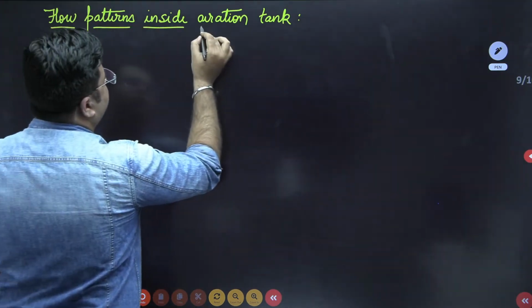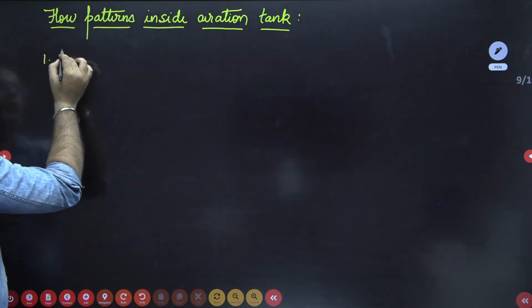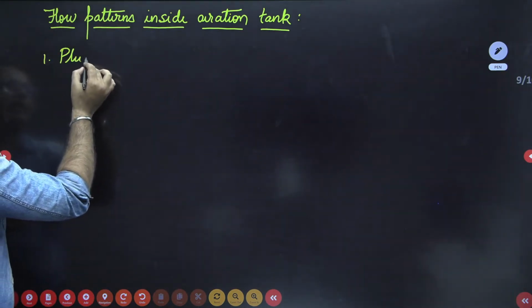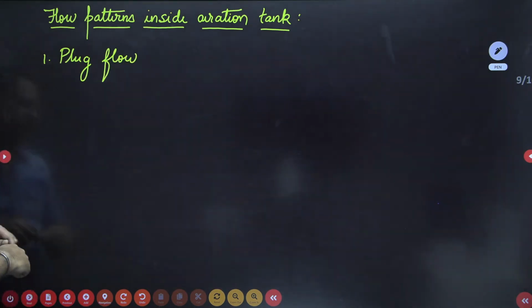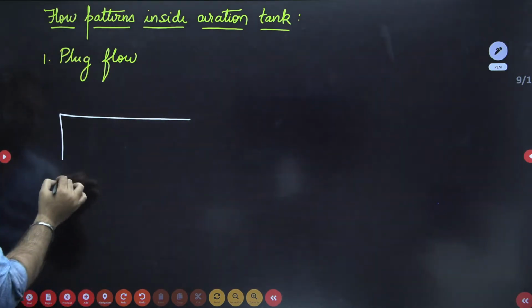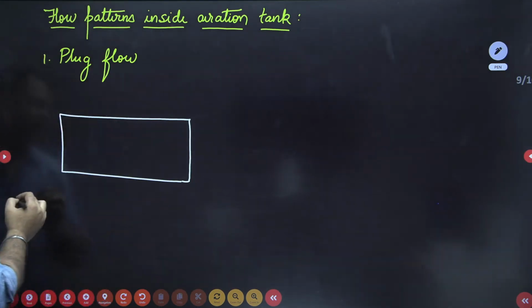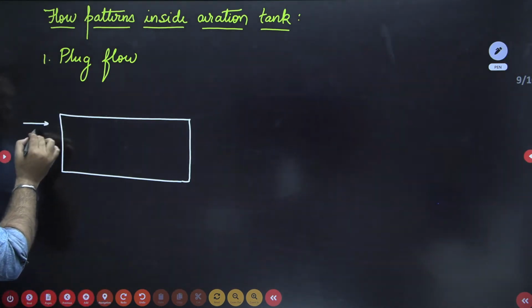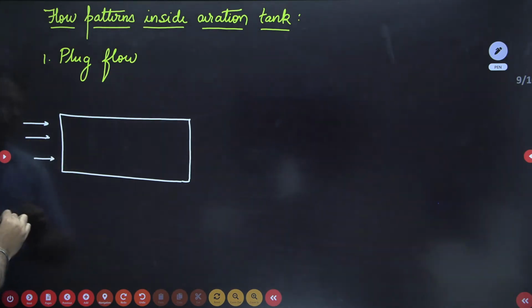So the first flow pattern is known as plug flow. The first type of flow pattern that can be there inside the aeration tank is known as plug flow. Now what is plug flow? If this is my aeration tank, and from one end of the aeration tank I have applied the wastewater like this, okay.